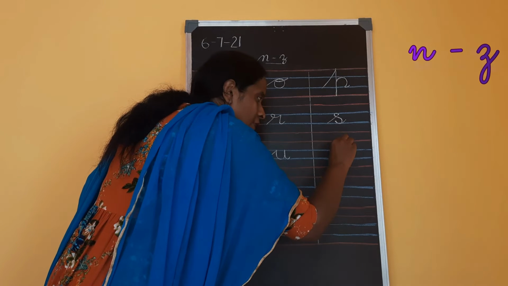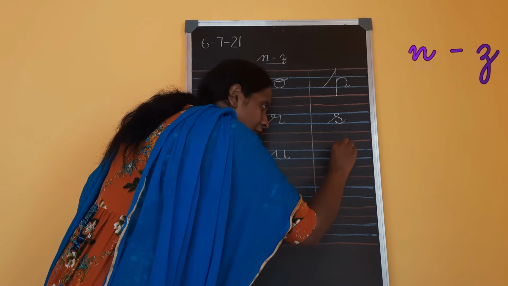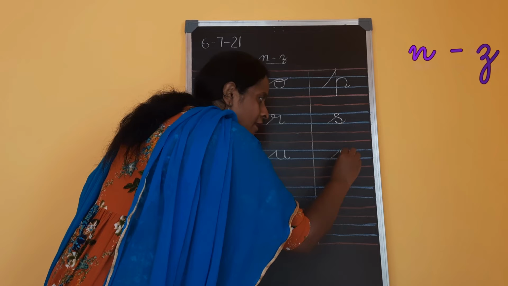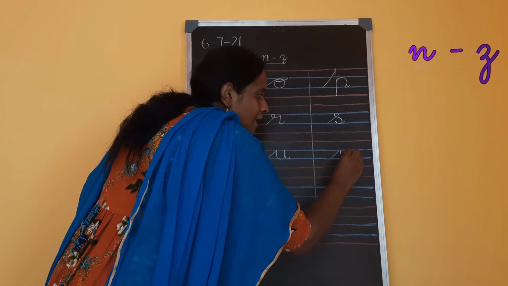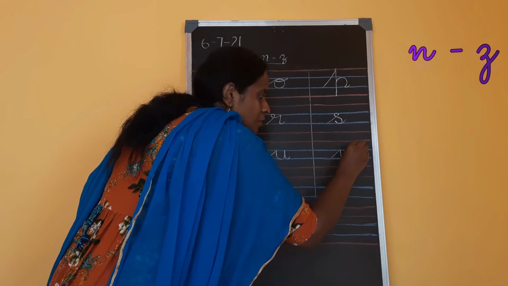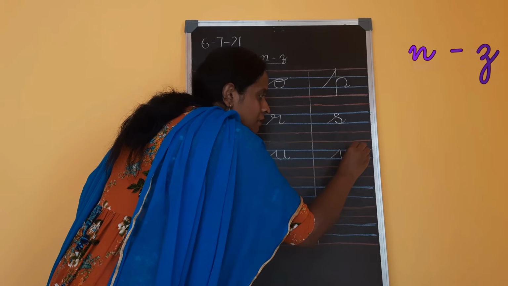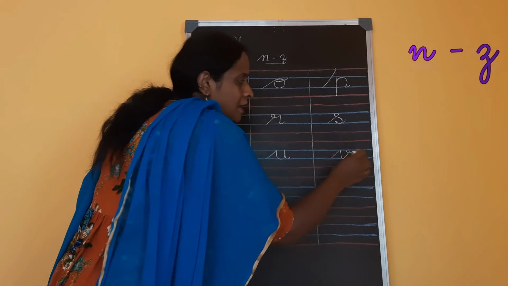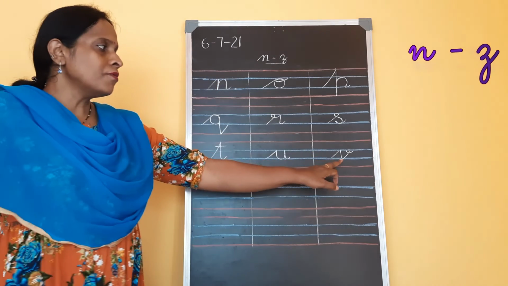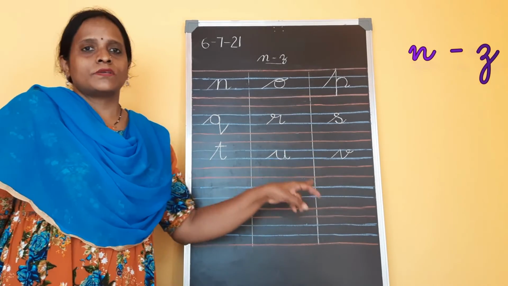Come down with the standing line and touch the second blue line. Go up with the slanting line and touch the first blue line. Make a small loop. Come outside. Touch the first blue line and leave it. This is how you are going to write cursive V.